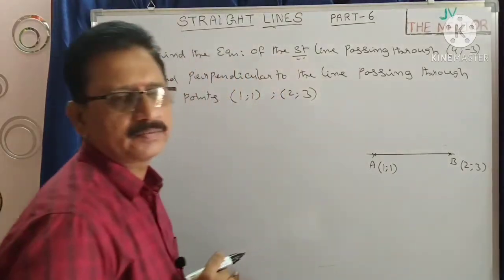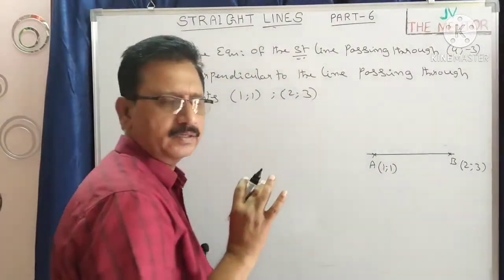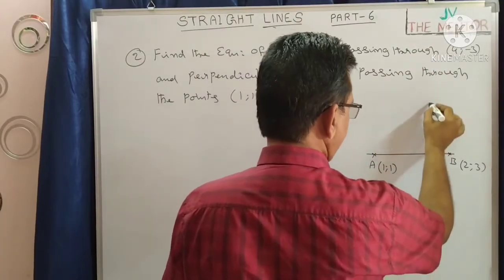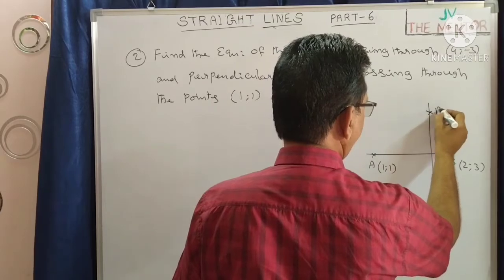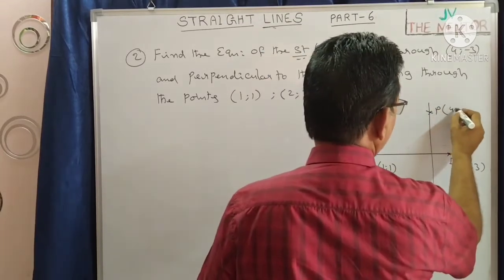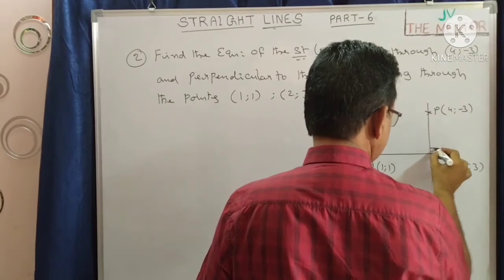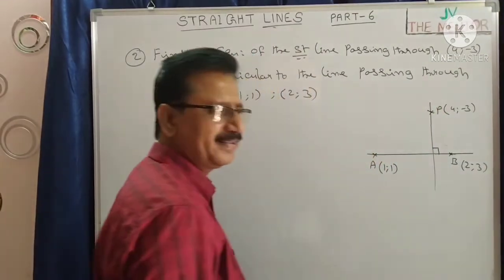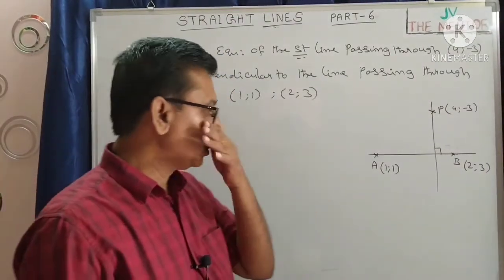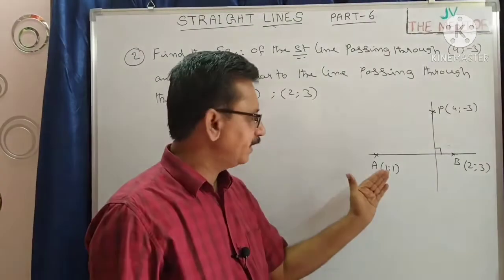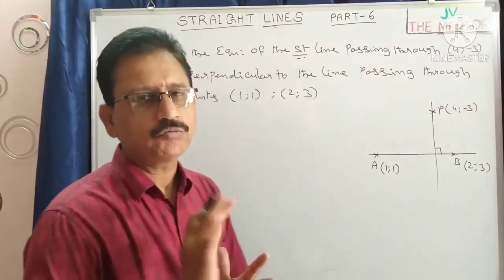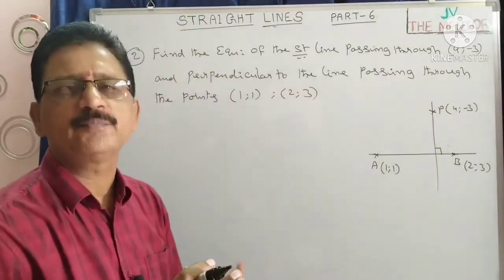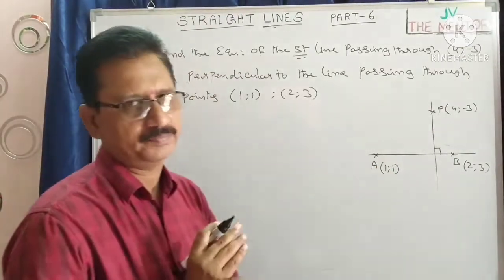Now we will find the equation of the straight line passing through the point 4 comma minus 3. This is the point P. Let it be 4 comma minus 3. And this is perpendicular to the line AB. Suppose first we will find the slope of AB. How to find the slope of AB? y2 minus y1 by x2 minus x1. Let it be m, m equal to slope of AB.